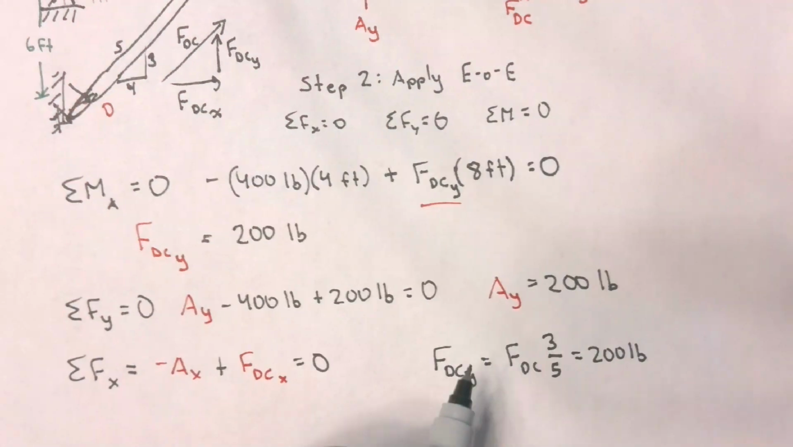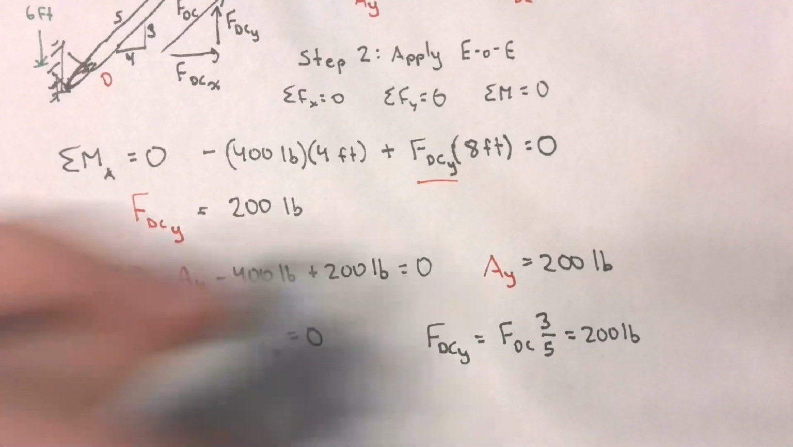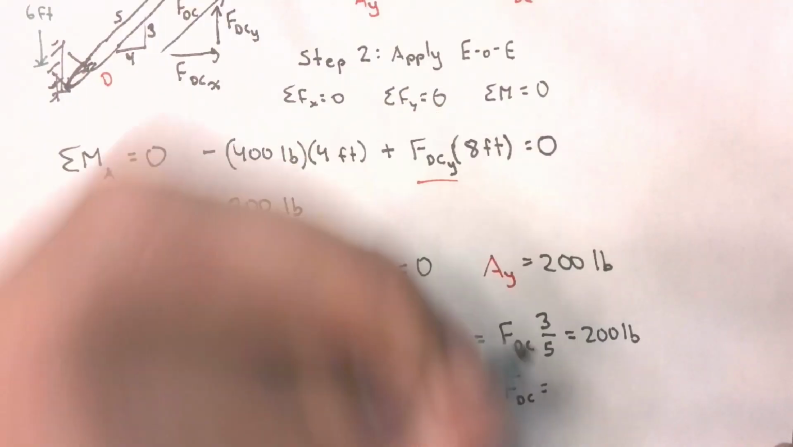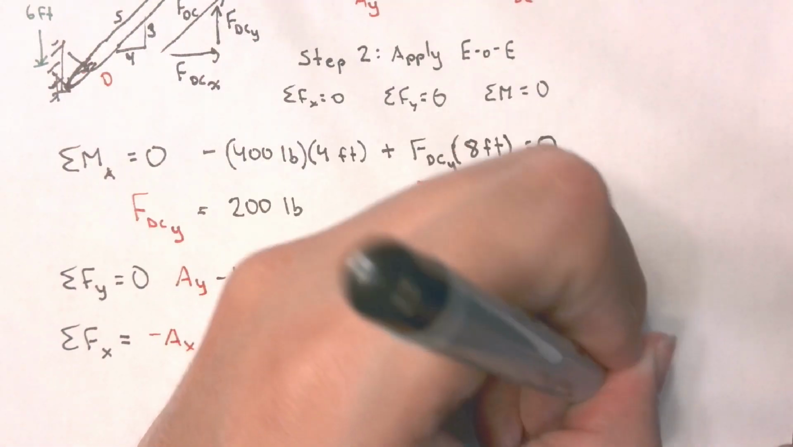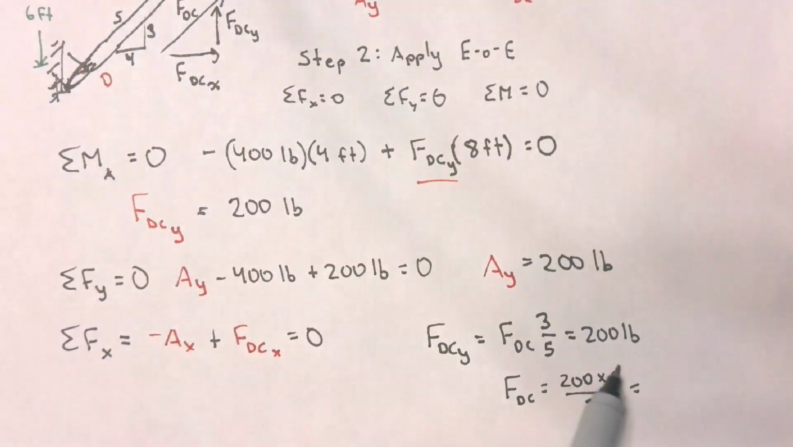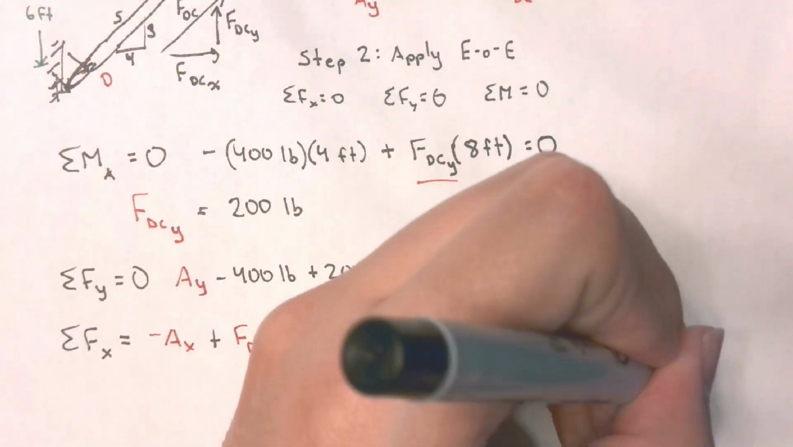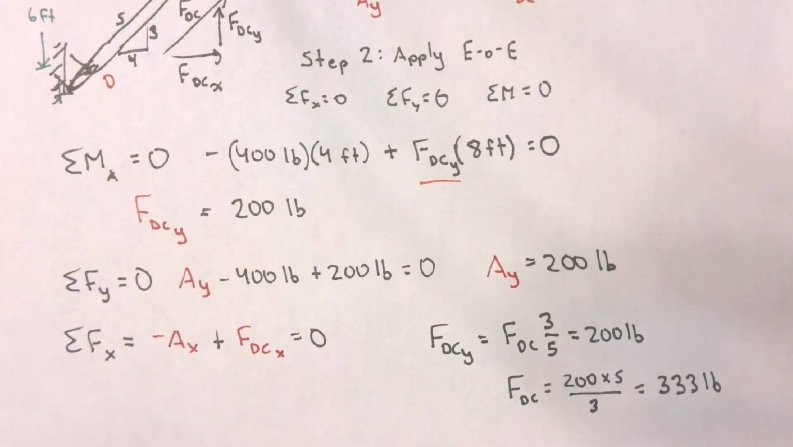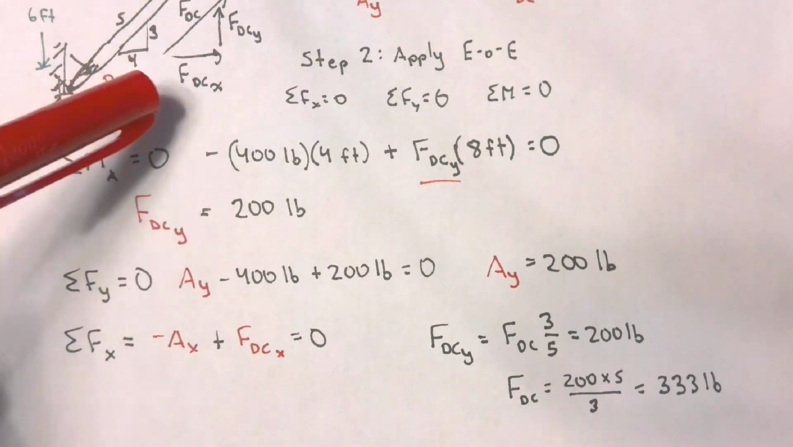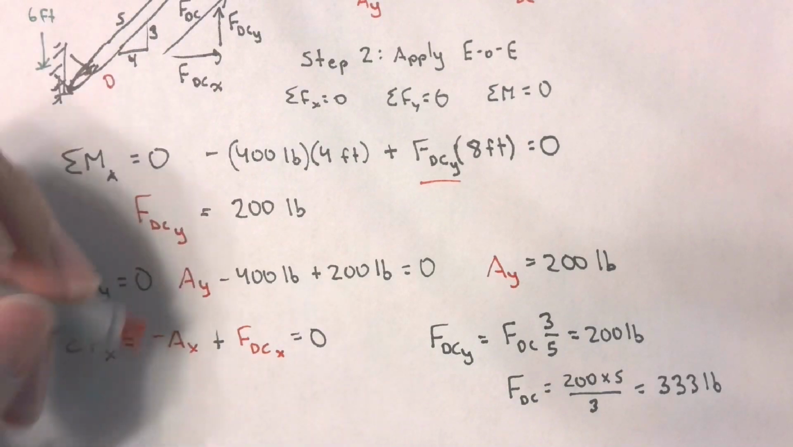Which means that the total force FDC will be equal to 200 times 5 divided by 3. So that's 1,000 over 3. How much is that? 333.3333. Okay, 333. So now that we know that, we know that the x component will be equal to the total force times 4 divided by 5 using the slope method. So I'm going to write it down here.